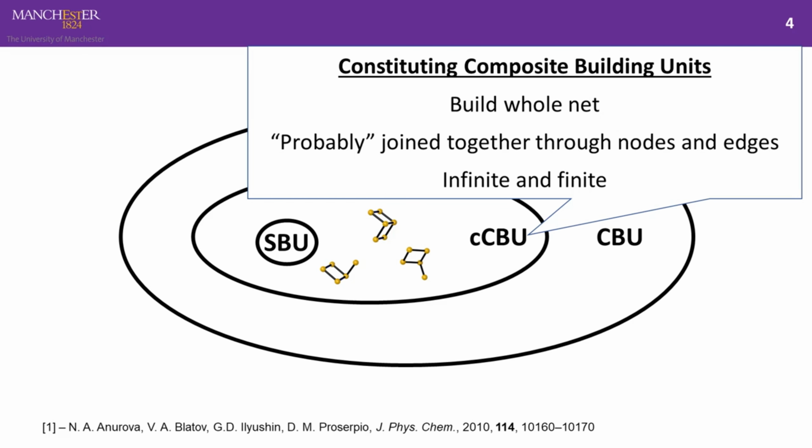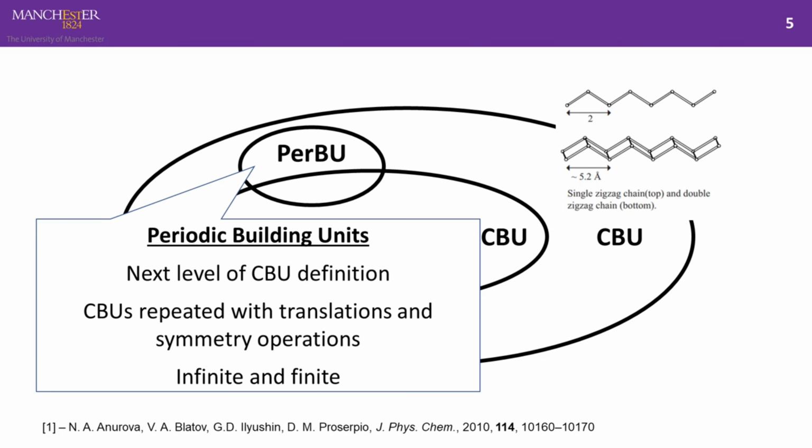So there are a few lesser known ones. So this one, the CCBUs, the constituting composite building units. There are some arbitrary choices involved with combining nodes and edges, and they can be infinite and finite. They don't lend well, again, to being a general building tool. We need something that has strict rules and can be algorithmized. So anything arbitrary immediately eliminates the use of this building scheme. Then we've got periodic building units. They are a subset of CBUs, which involve some periodicity, but these again can be infinite and finite. Again, not suitable for a general building scheme.